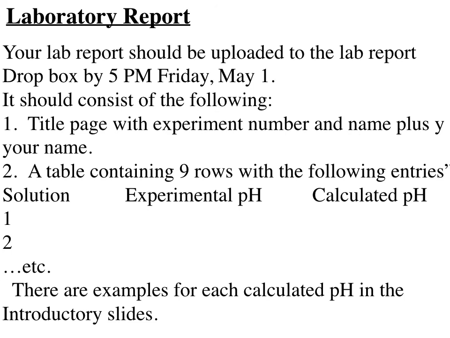First, it should have a title page with the experiment number and name and your name. Then it should have a table with 9 rows, and it should be very similar to the little table I showed you before, but you don't really have to put the description of the solutions, but you should number the rows 1 through 9. You should put the experimental pH, which is given on the previous slide. Then you should put the calculated pH.